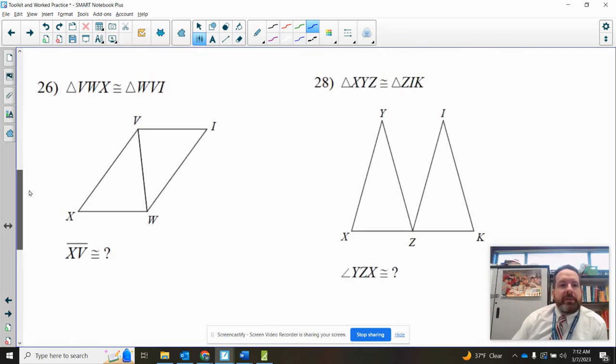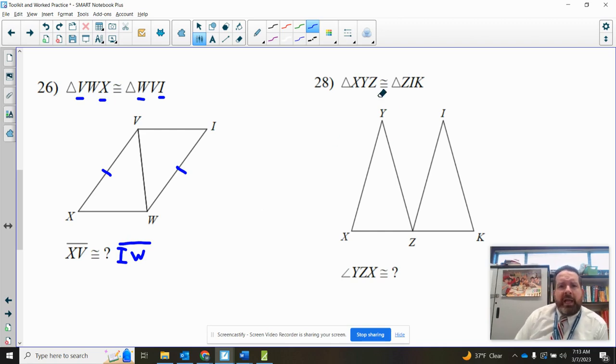Let's keep going. Segments this time. So segment XV, that's this side. All right, so find the triangle that has X and V. That's my last and first letter. So the other segment has to also be the last and first letter, IW. So put the 2 points with the little bar on top.